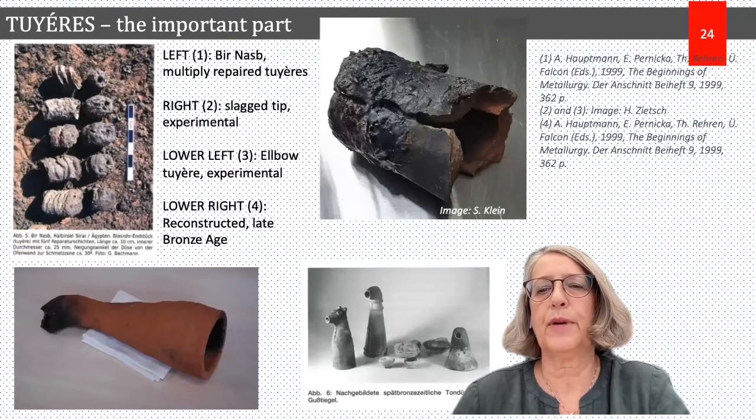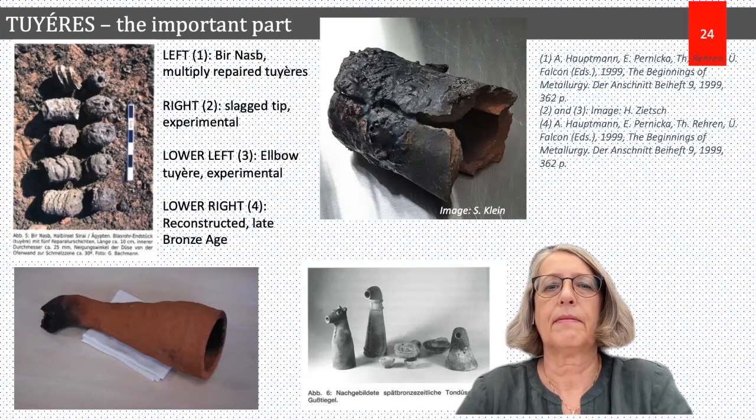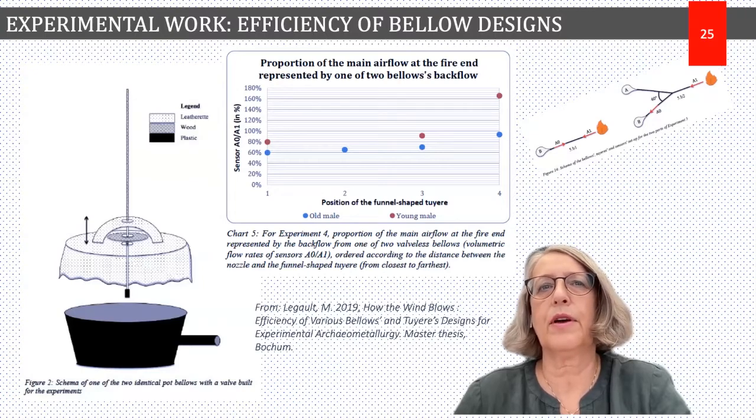Tuyeres are the crucial part of bellow blowing. They are made of tempered clay and protect the tip of the blowpipe or bellow from burning. Tuyeres were found in many smelting contexts, such as in the Levant or in Egypt. Smelting experiments can make visible the heat affecting the ceramic. The very ends are slagged or glazed by reaction of the clay. Efficiency of bellows can be investigated by experimental work, as has been developed in a master thesis in 2019.